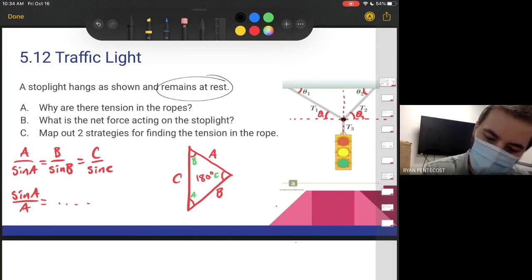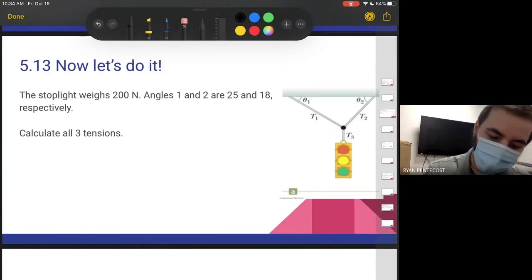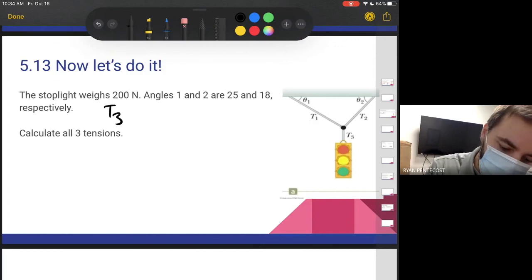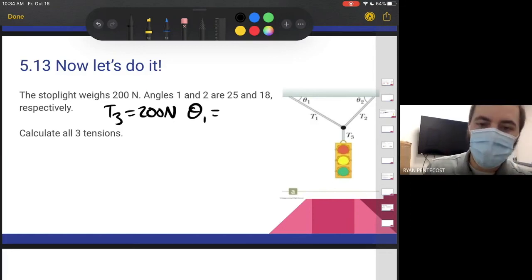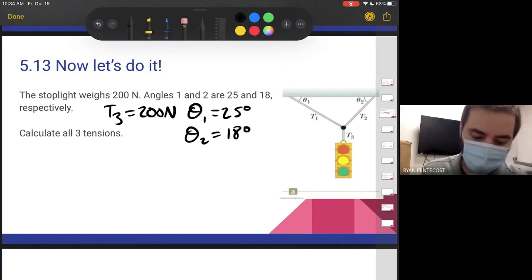Now, if we go to the next slide, let's just solve this problem. They give us some values. The stoplight weighs 200 newtons. So that tells us right off the bat, T3 equals 200 newtons. Angles 1 and 2 are 25 and 18 respectively. So theta 2 is 25 degrees. Theta 1 is 18 degrees.